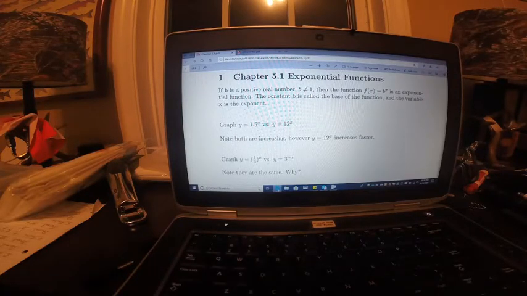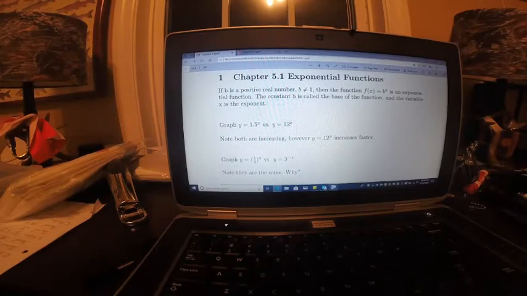So let's start this out with the first definition. If b is a positive real number, and b is not equal to 1, then the function f of x equals b raised to the x is an exponential function. The constant b is called the base of the function, and the variable x is the exponent. Now we're going to graph y equals 1.5 raised to the x versus y equals 12 raised to the x.